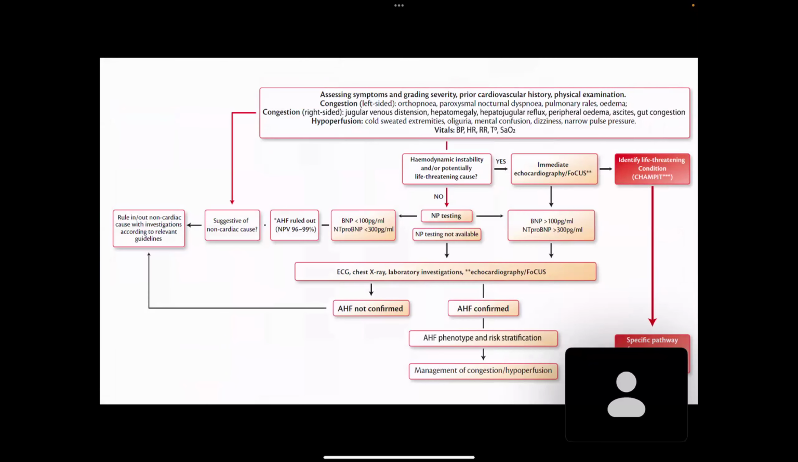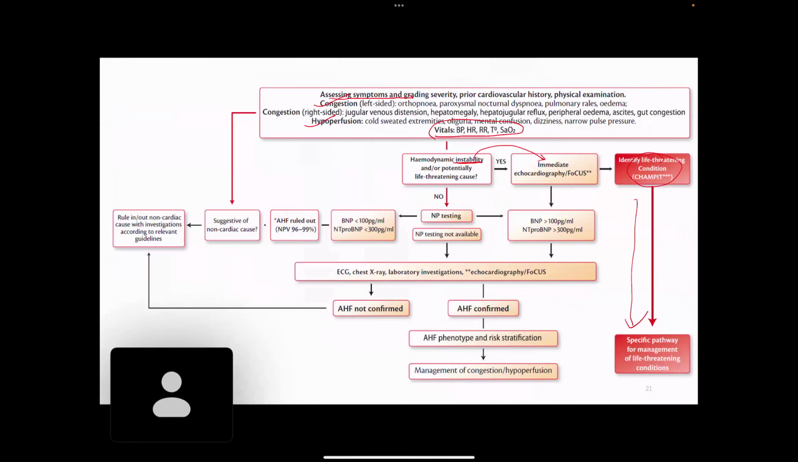Again, a summary of the same thing that I told. As soon as the patient comes, look for symptoms. Look if the patient is congested. Look if there's any hypoperfusion. Then check his vitals. That will help you decide if the patient is unstable or stable. If the patient is unstable, immediately do an echo, do POCUS, treat the precipitating cause, and give the specific treatment. If the patient is stable, then you send for NT-proBNP testing.